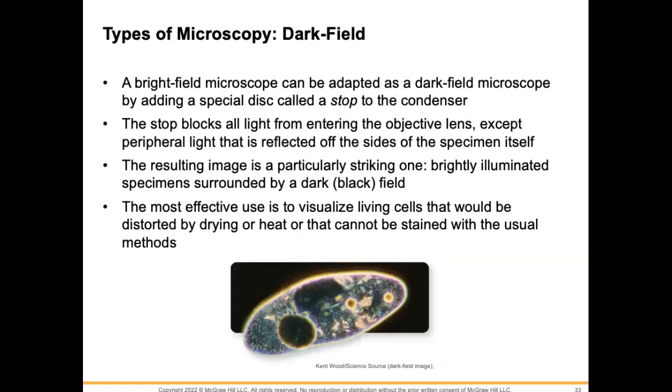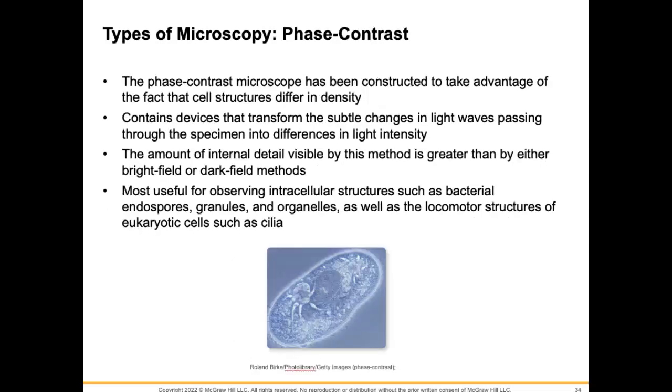Dark field, it's a bright field microscope that can be adapted. We add a special disc called a stop to the condenser. The stop blocks all the light from entering the objective lens, except the peripheral light that's reflected off the sides of the specimen. So basically they use this to visualize living cells that would be distorted by drying or heat, and that can't be stained through normal methods.